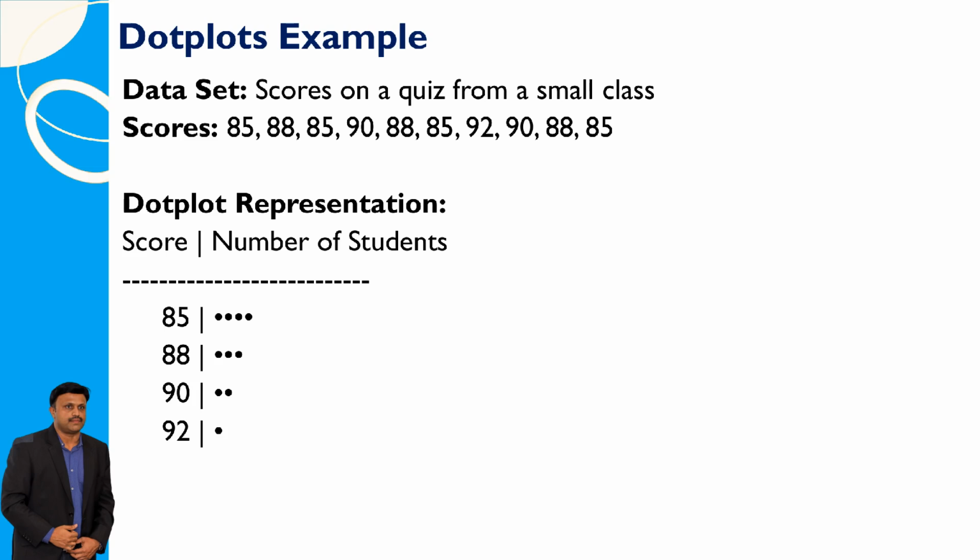The score of 85 is represented by 4 dots stacked vertically, indicating that 4 students scored 85. The score of 88 is represented by 3 dots, showing that 3 students scored 88. The score of 90 is represented by 2 dots. The score of 92 is represented by 1 dot.